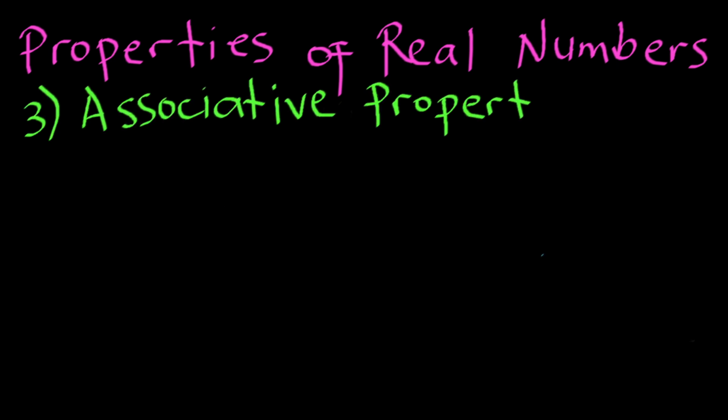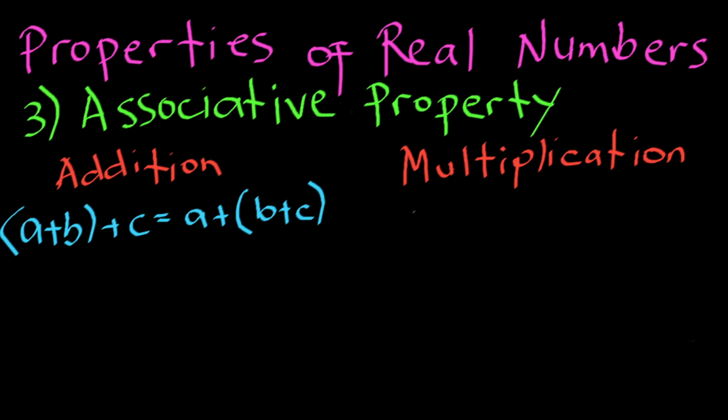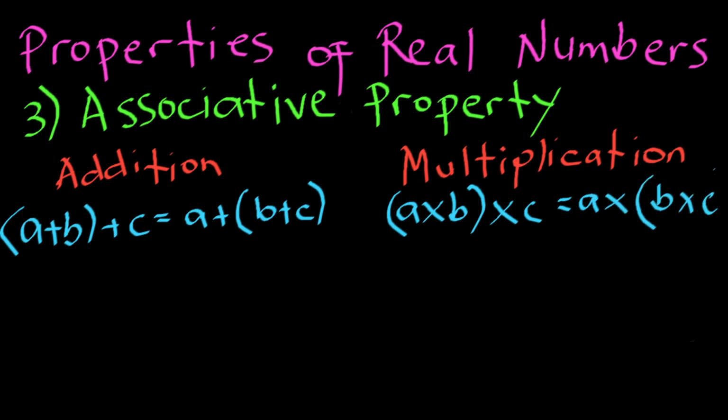Next is associative property. We can also apply associative property sa addition and multiplication. So sa addition, we have a plus b na nasa loob ng parenthesis plus c equals sa a at yung b plus c naman yung nasa loob ng parenthesis. So we have a plus quantity b plus c. Sa multiplication naman, ganun din. A times b na nasa loob ng parenthesis times c equals sa a times the quantity b times c.